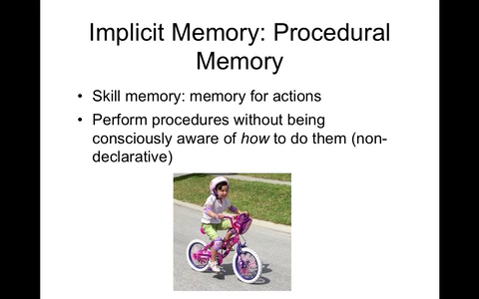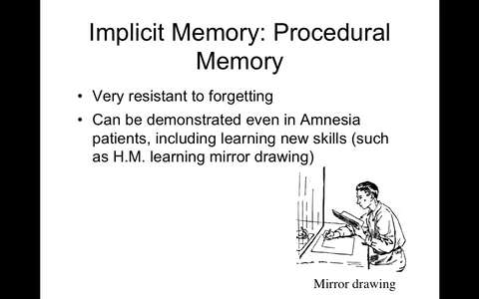Procedural memory is skill memory, and the famous fact about skill memory is that it's typically not subject to forgetting. This is an ability to do something without explicit awareness of how one does it. And this resistance to forgetting, even in patients like HM, who were able to develop new skills such as mirror drawing, suggests that procedural memory depends on an implicit memory system that isn't as subject to forgetting as explicit memory is.